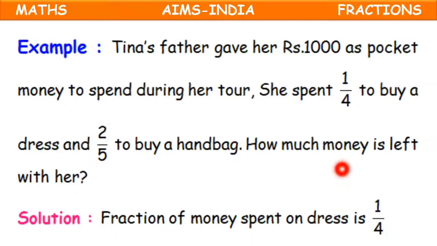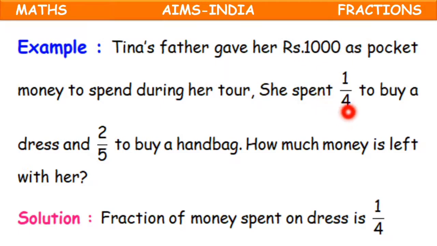Understood, children? Now coming to the next example, Tina's father gave her 1000 rupees as pocket money to spend during her tour. She spent 1/4 to buy a dress and 2/5 to buy a handbag. How much money is left with her? Now what are they saying? Tina's father gave Tina 1000 rupees. Yes, so Tina got 1000 rupees as her pocket money from her father to spend. Now from this 1000, she spent 1/4 of the money.